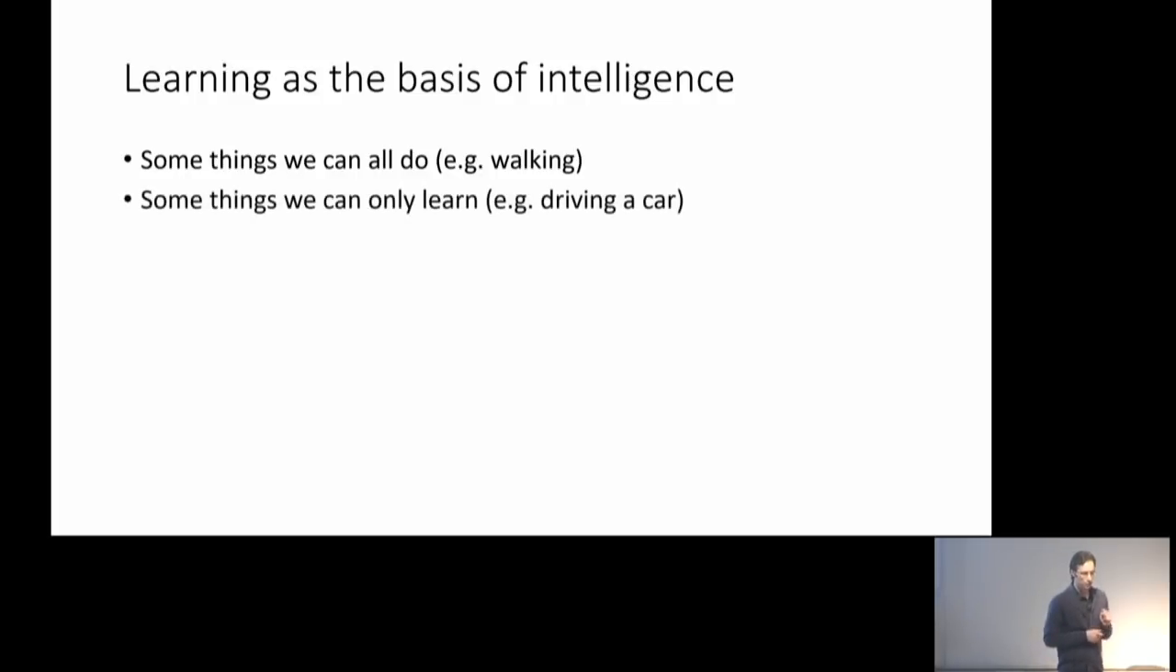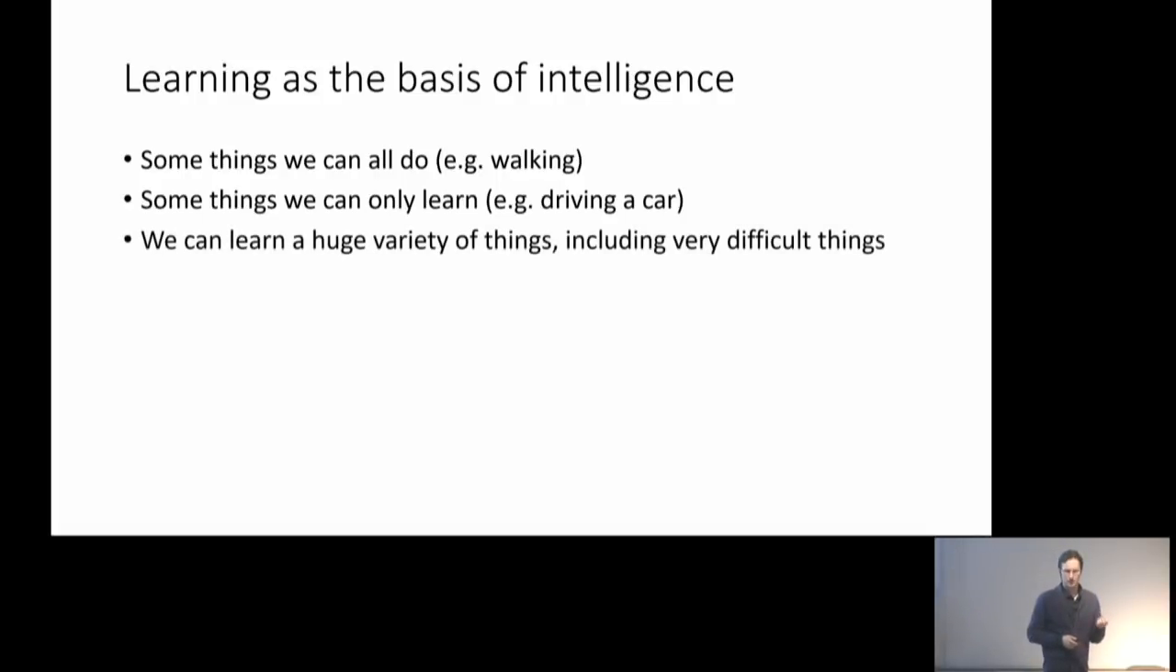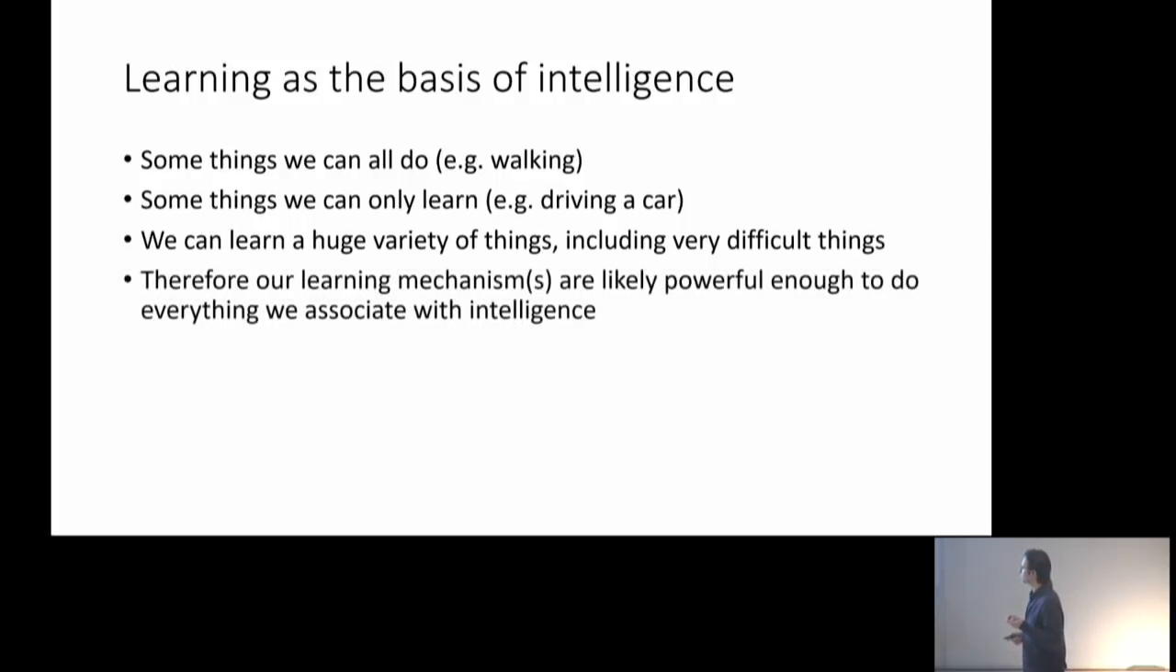But there are some things that we can only learn to do because we can't possibly have been born with those abilities. There's no way that you were born knowing how to drive a car. It's something that you learn to do. And you can learn a huge variety of things. And some of the things that you can learn to do are very, very difficult. So perhaps from this you can conclude that your learning mechanism is likely powerful enough to do everything that we associate with intelligence. Even if there are some things that you're built to be able to do very well right out of the box, there's enough stuff that you can learn that that's the stuff that really matters. That basically if there's some kind of difficult problem to be solved, your learning mechanism is powerful enough to go and solve it.